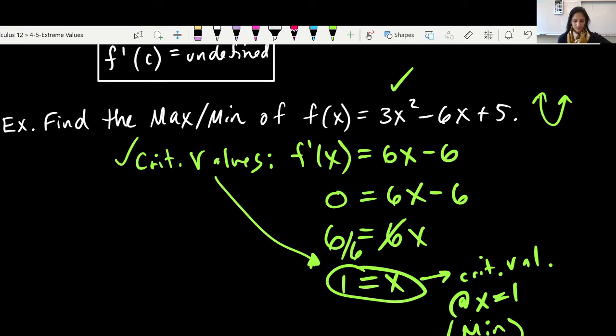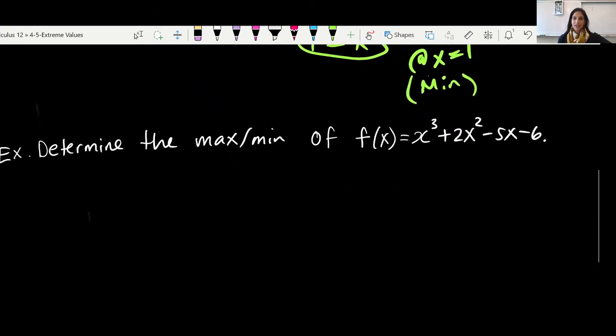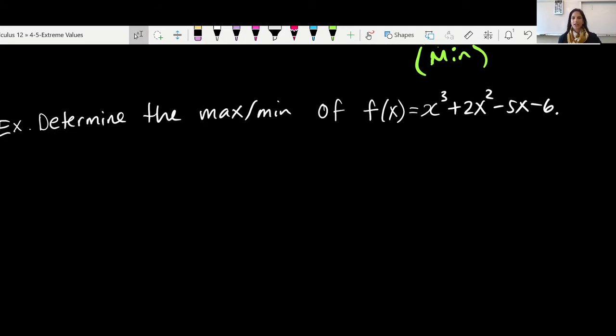So let's take a look at another example. In our next one here, we have this function, f of x equals x cubed plus 2x squared minus 5x minus 6.